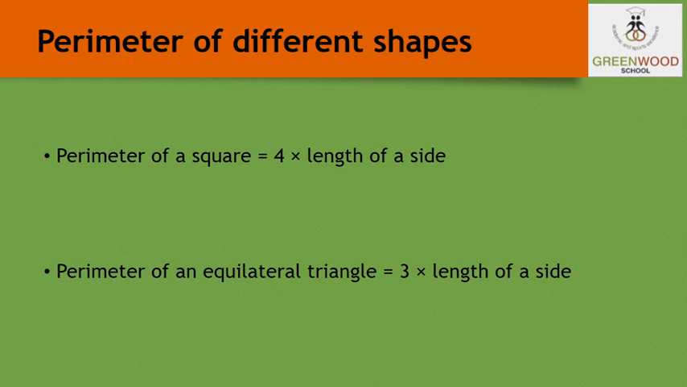Then we have perimeter of an equilateral triangle. We know in an equilateral triangle, all the three sides are equal. So the formula to find the perimeter of equilateral triangle would be equal to 3 into length of a side. You can select any of the sides because all the three sides would be equal in length.